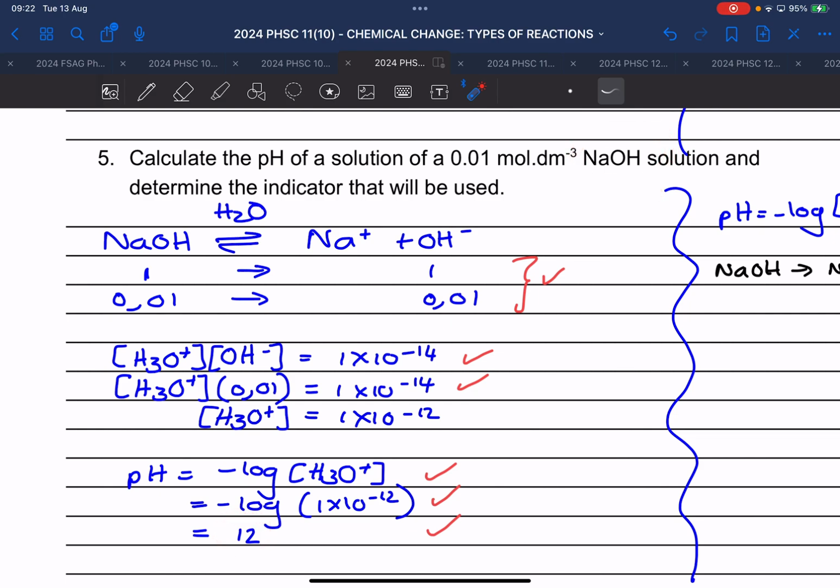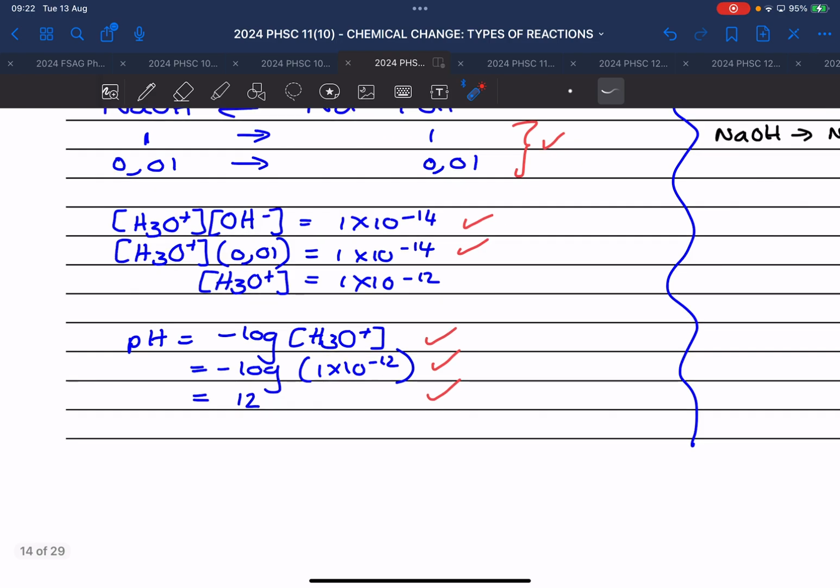Which indicator is suitable, Sia? Phenolphthalein.